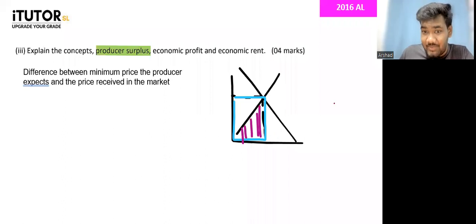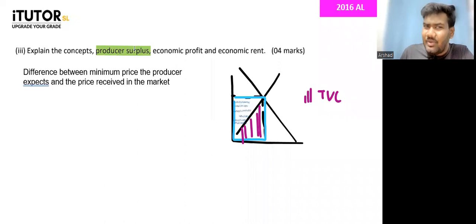Remember, this purple shaded area is called the total variable cost. So that is the minimum price the producer would expect. But what does he actually get? He actually gets that blue box. So the difference between this and this blue shaded area is what you call producer surplus.